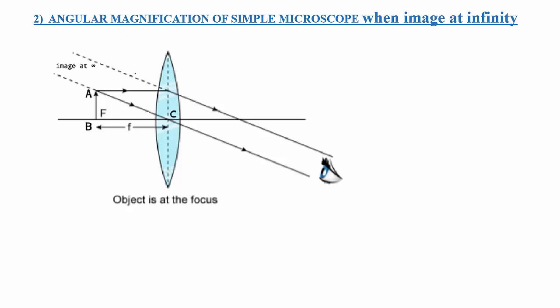Now first we can find the value of alpha. When we are going to find the value of alpha, alpha means the angle subtended by the object AB, so we have to keep the object at the least distance. When the object is at the least distance, then easily we will get the value of alpha.